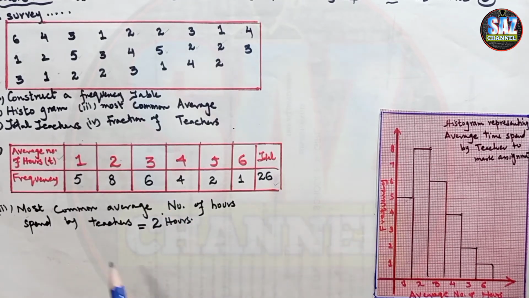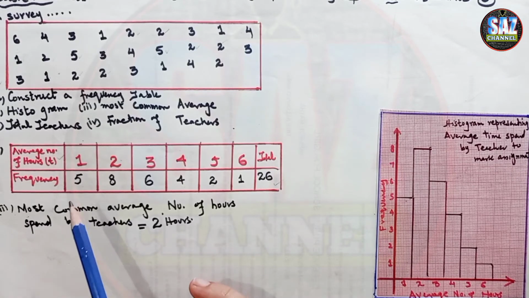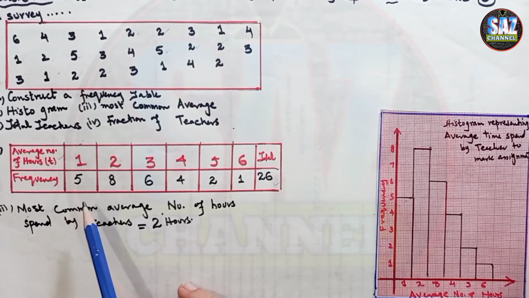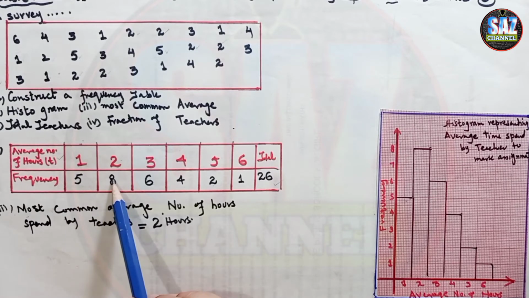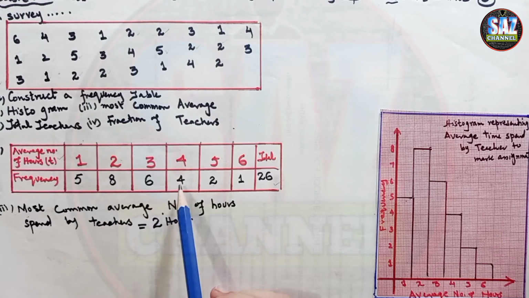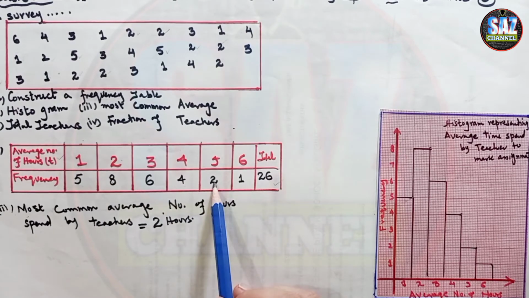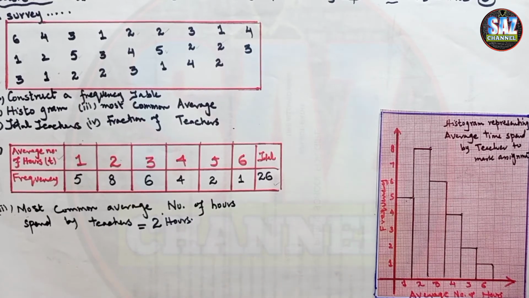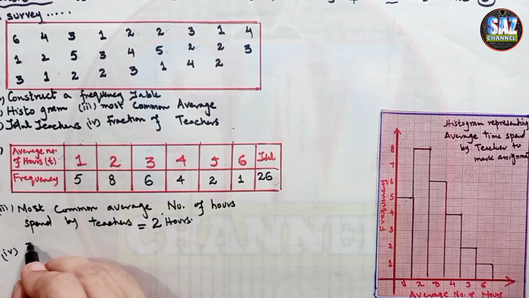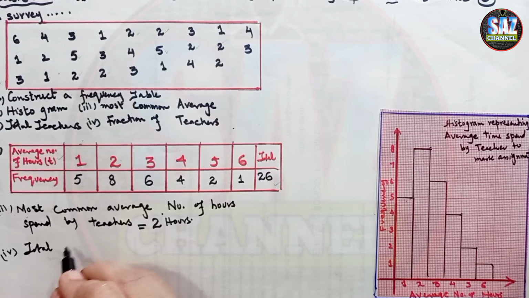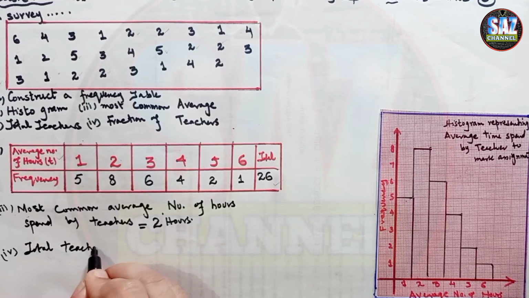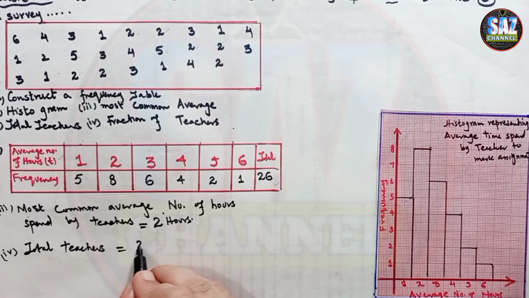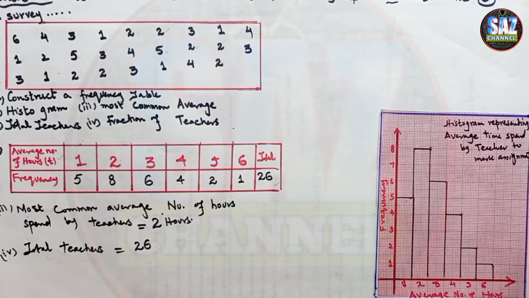Look at the formation and the way I'm performing the calculation, because the question can come in Paper 1 as well, where the calculator is not allowed: 5 plus 8 is 13, 13 plus 6 is 19, 19 plus 4 is 23, plus 2 is 25, plus 1 is 26. And the fourth part is the total number of teachers. Total teachers are 26. I hope you are clear how we are finding this answer.